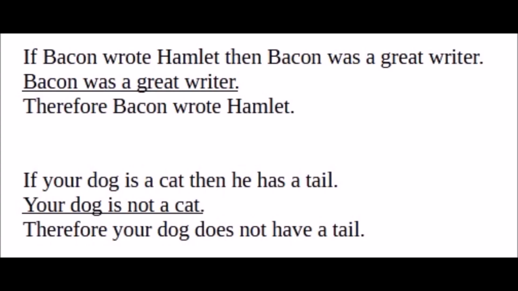An example of the fallacy of affirming the consequent is that if Bacon wrote Hamlet, then Bacon was a great writer. Bacon was a great writer, therefore Bacon wrote Hamlet. And an example of the fallacy of negating the antecedent is that if your dog is a cat, then he has a tail. Your dog is not a cat, therefore your dog does not have a tail.